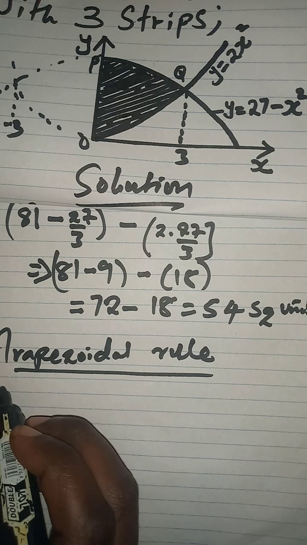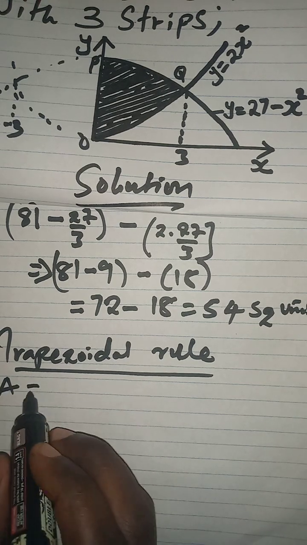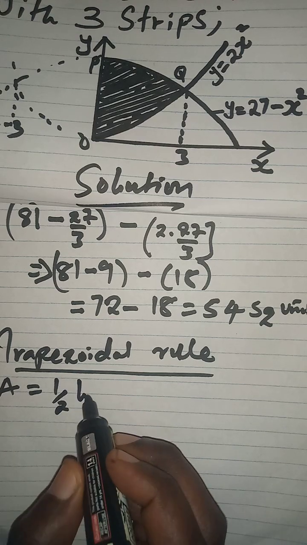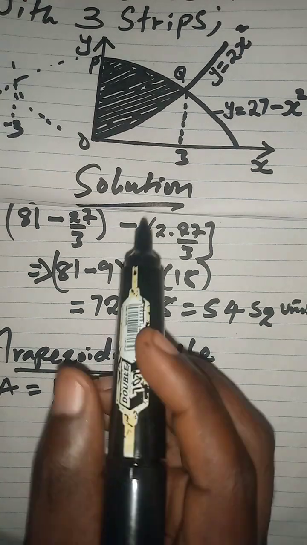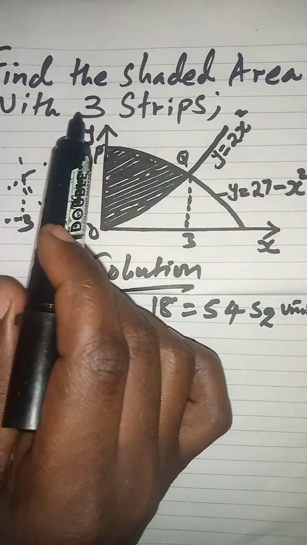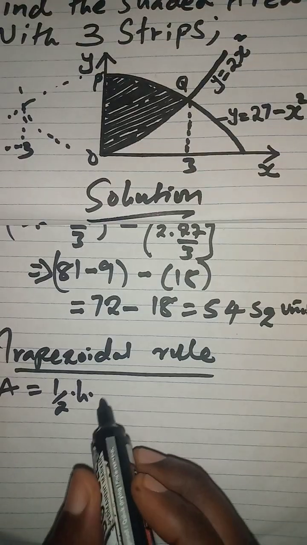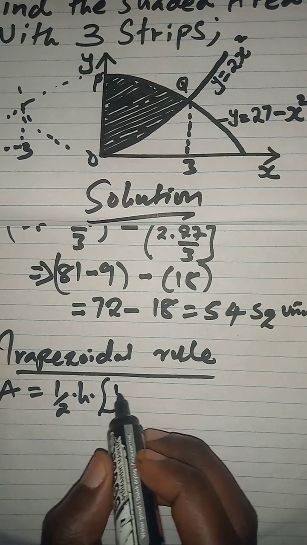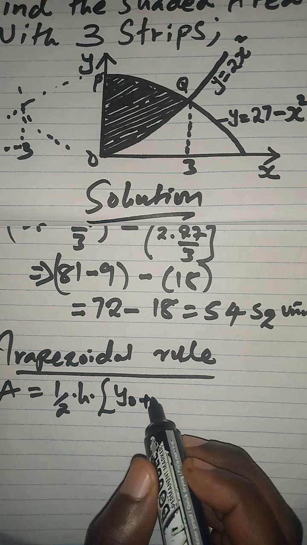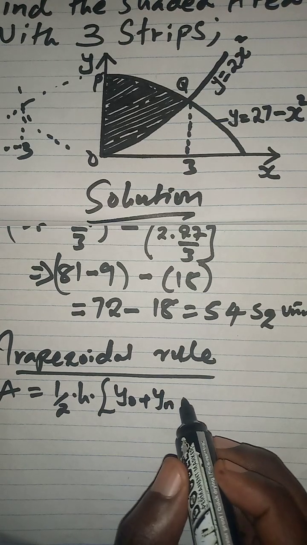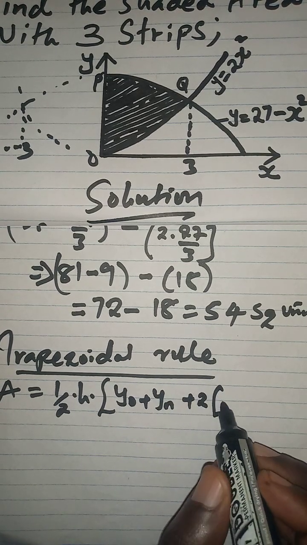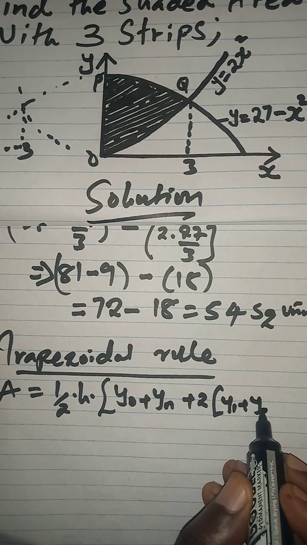I know that the rule says that for me to find the area, I need to take a half of the h, meaning the number of strips, and I've been given the number of strips to use will be 3. The last y minus the first y plus twice the remaining y's.